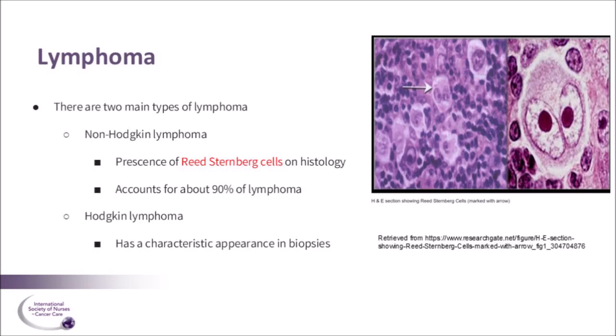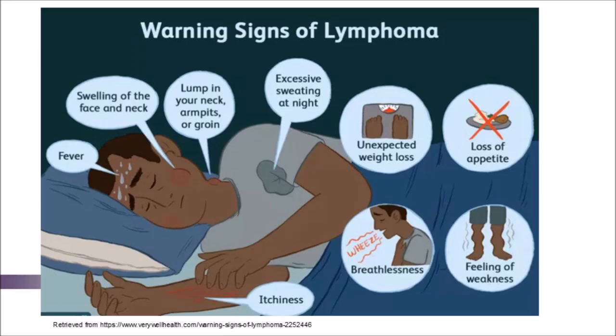Non-Hodgkin lymphoma is characterized by the presence of Reed-Sternberg cells and accounts for about 90% of lymphoma cases. Hodgkin lymphoma has a distinct appearance in biopsies. There is no way to prevent lymphoma.